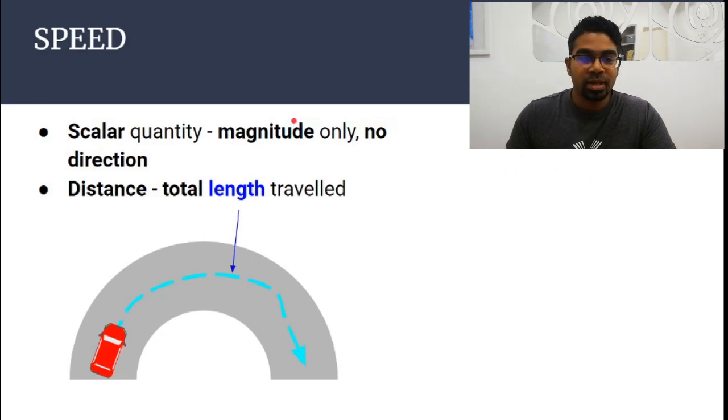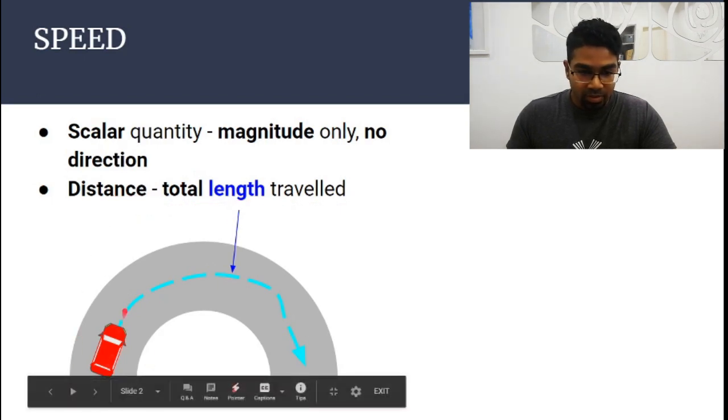First we look at speed. Now speed is a scalar quantity. Scalar meaning it only has magnitude. It has no direction. I will go through an example later and explain what that means. So distance is the total length traveled. If you look at this car, the blue line indicates its path. So let's say this car has gone through the curve and reached the other side. Now this light blue line indicates the distance that this car has traveled.